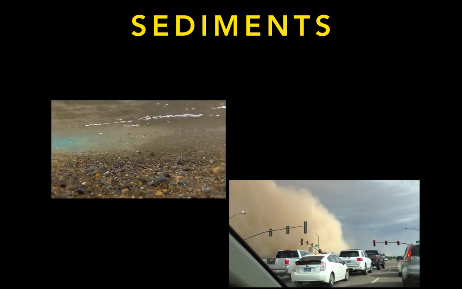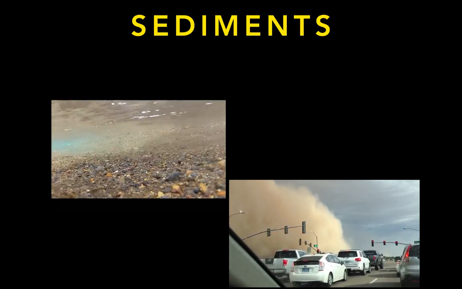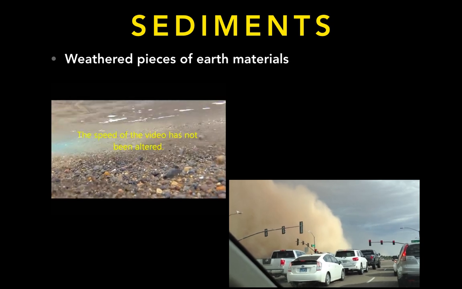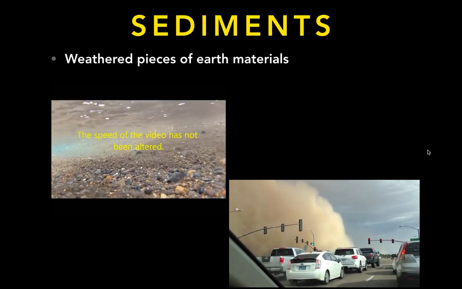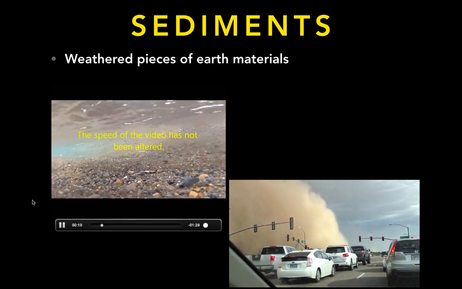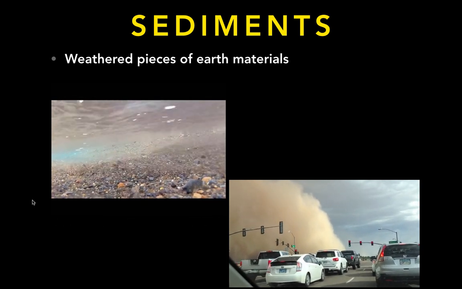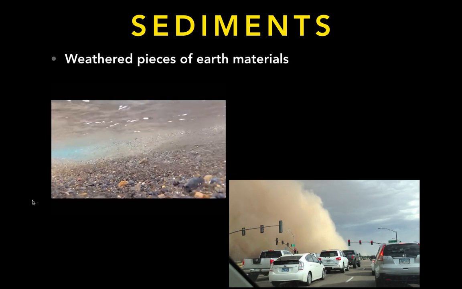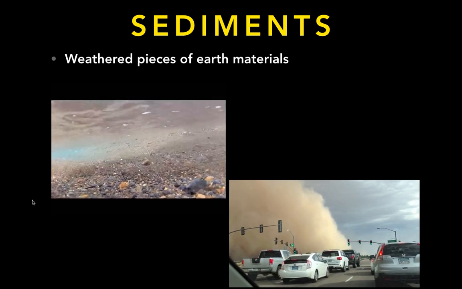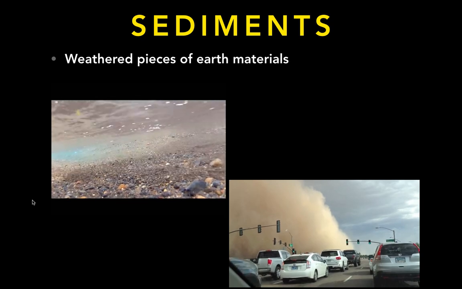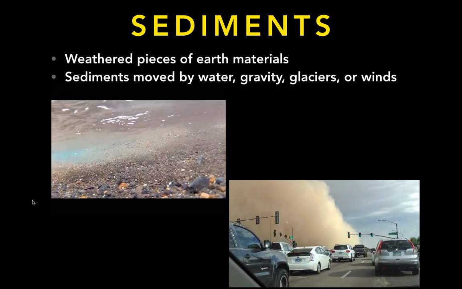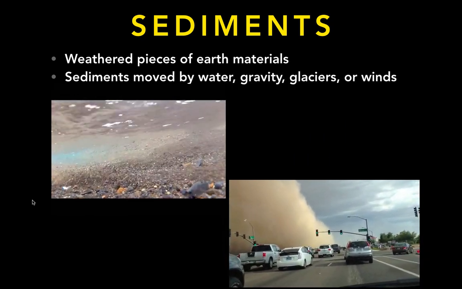So once a rock is broken down, it is created into what's called sediment, or sediments. And these are weathered pieces of earth material. As you can see in this video here, this is the bottom of a river or stream. You can see the little pieces of sediment rolling along the bottom of the stream. Over time, those sediments are broken down into smaller and smaller pieces, and this is how sand is created. And the sand or the sediment is moved by water.